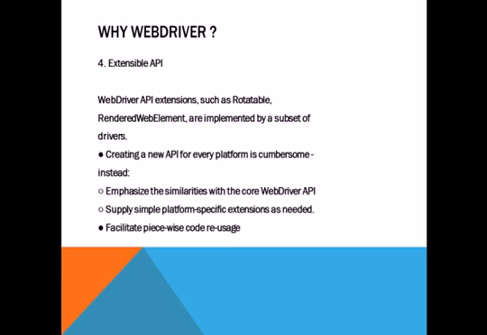And the fourth one I'd like to tell is an extensible API, a WebDriver API extension such as Rotatable. Then I'd like to tell you that changing to a new API for every platform is cumbersome, so instead, last, facilitate piecewise code reuse. We are all software guys, so we know code reuse is really important in QA.